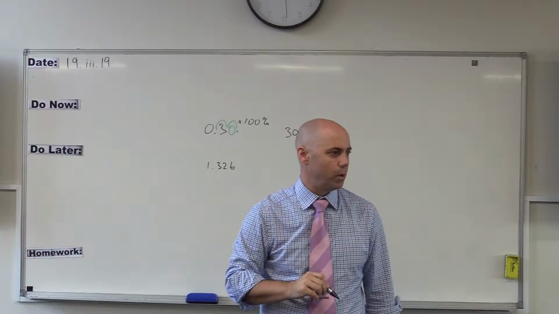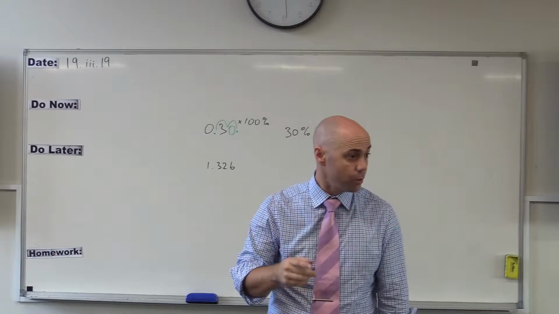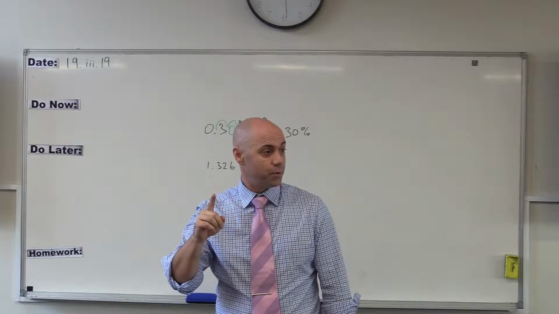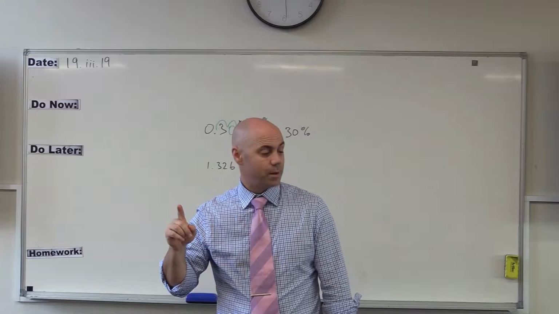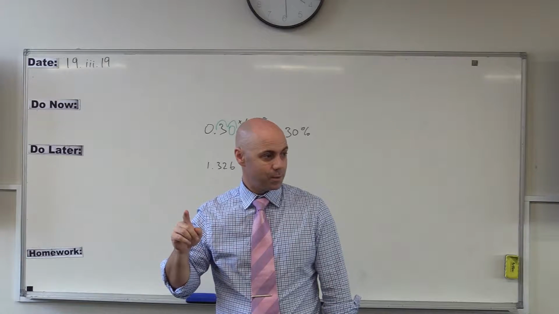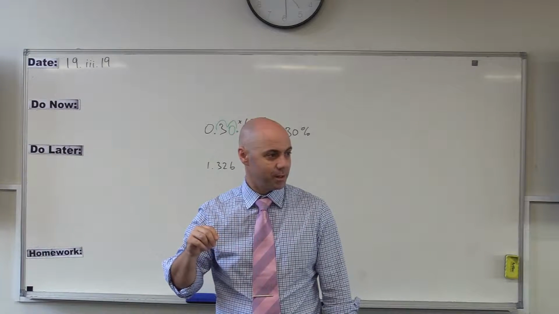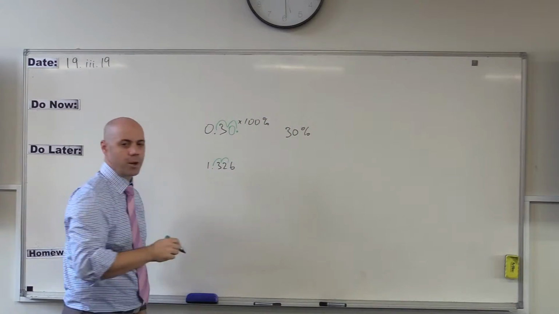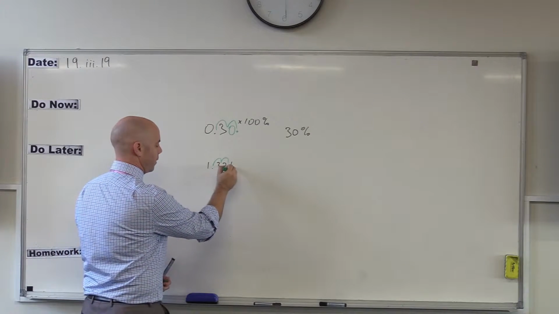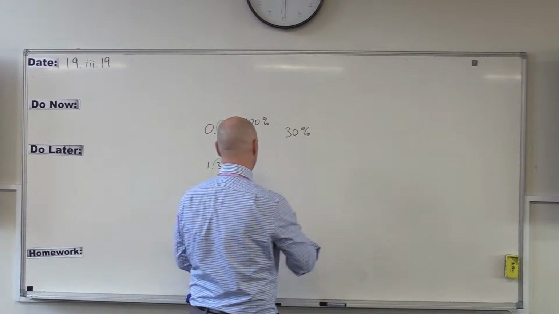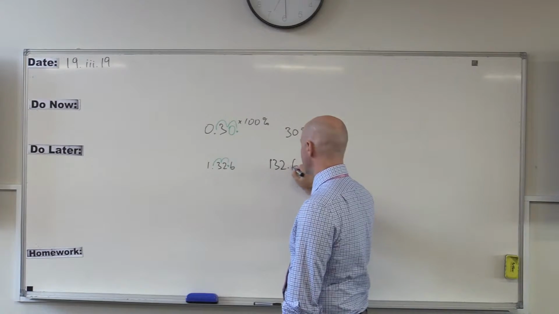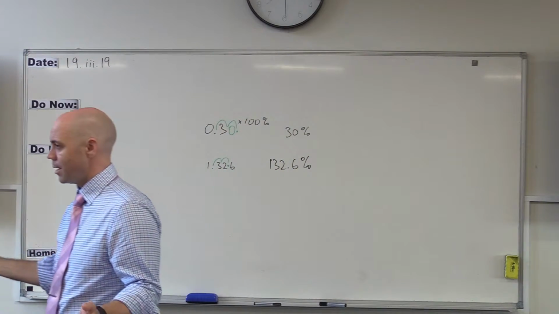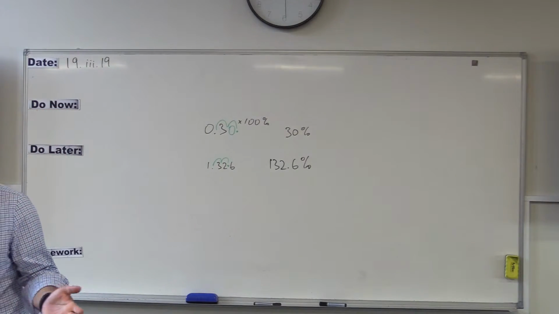You might have 1.326 as a decimal. Let's turn that into a percentage. What do we do, Bailey? Move. How many places? 2. Which direction? Right. 1, 2. This time I don't need to fill in any zeros. That's great. Just put it in there. What's my new number? 132.6%. Fantastic. Nice and easy. Are we good with that?